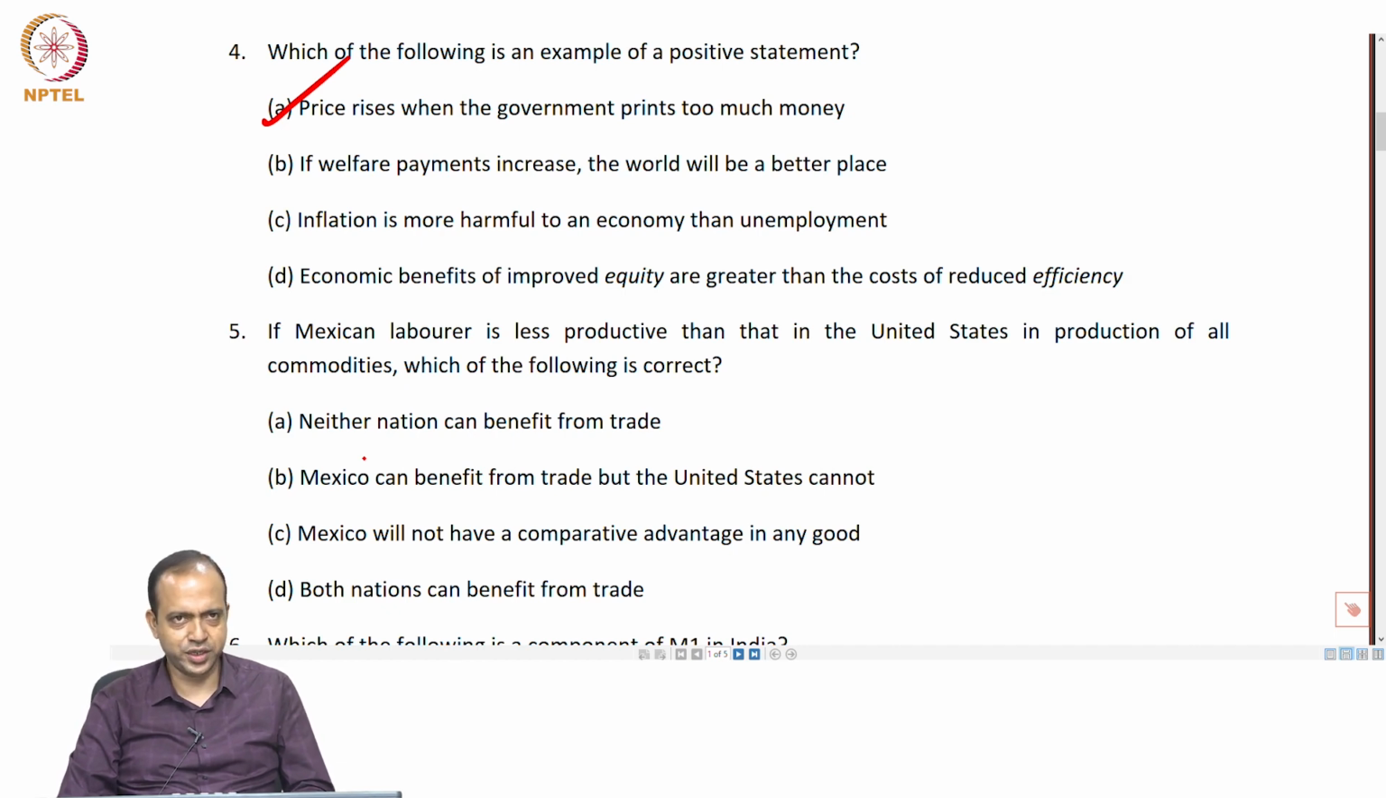This is an interesting example. See, Mexican labor is less productive than in the United States. Let us say there are two commodities.